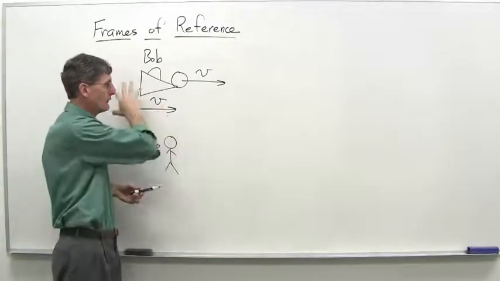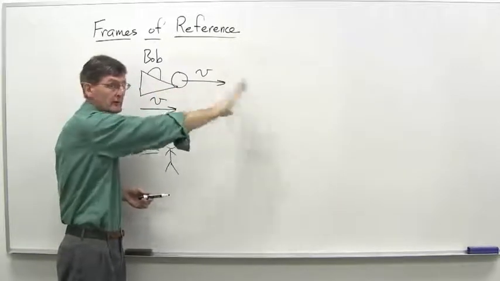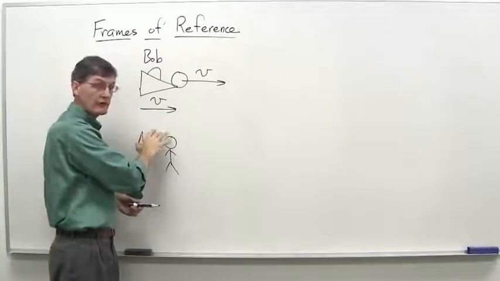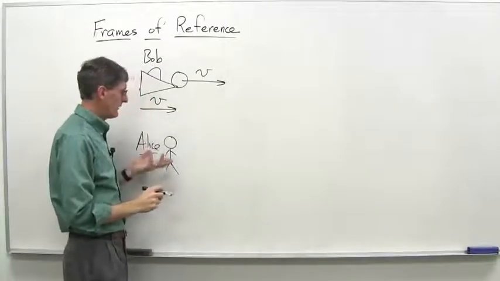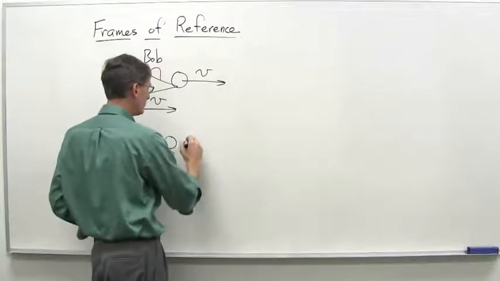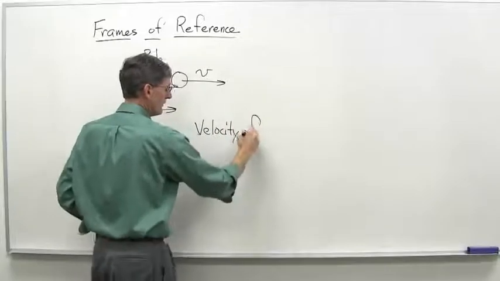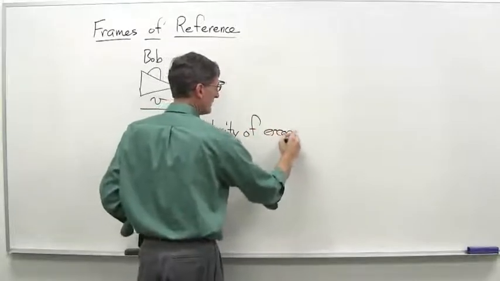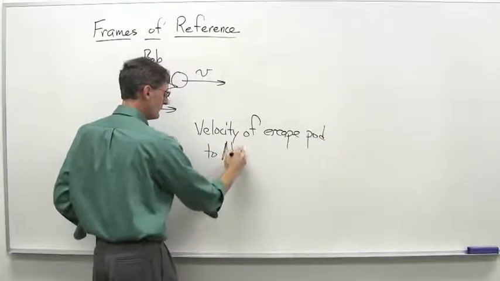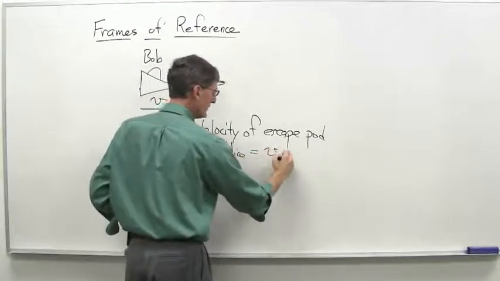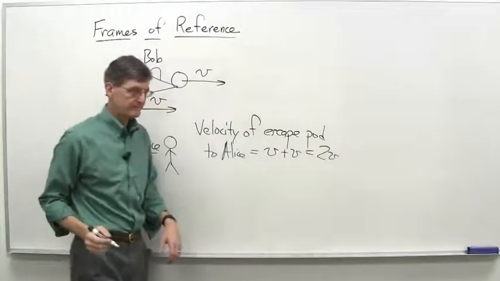And so if the escape pod is receding from Bob's ship at velocity v, going away at velocity v, and from Alice's perspective, Bob's ship is actually going at velocity v, then the velocity of the escape pod to Alice equals v plus v, which of course is 2v.